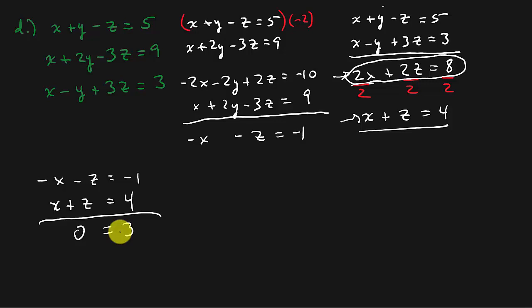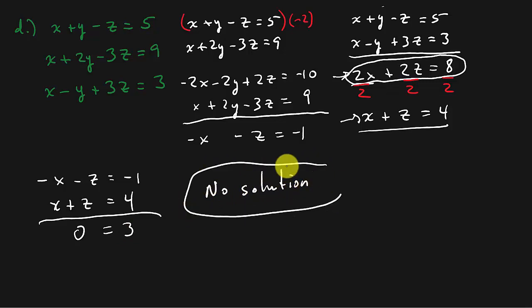This has happened before. The variables go out. We get 0 equals 3. All right. Is this a true statement? No, it's false. So this one is no solution. This is an inconsistent system.